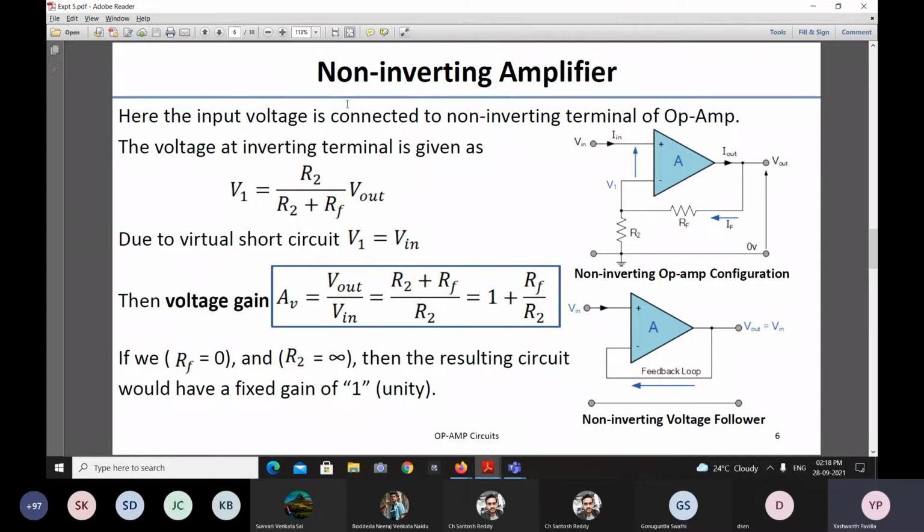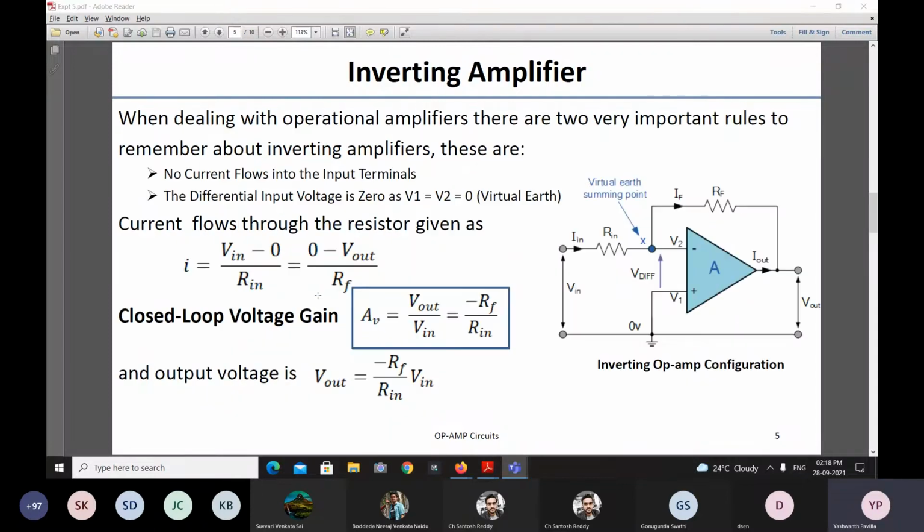So if you observe here, for a non-inverting amplifier, the phase difference between output and input is 0. Whenever we plot the VI characteristics, you can observe an increasing straight line, right? So this is the first part.